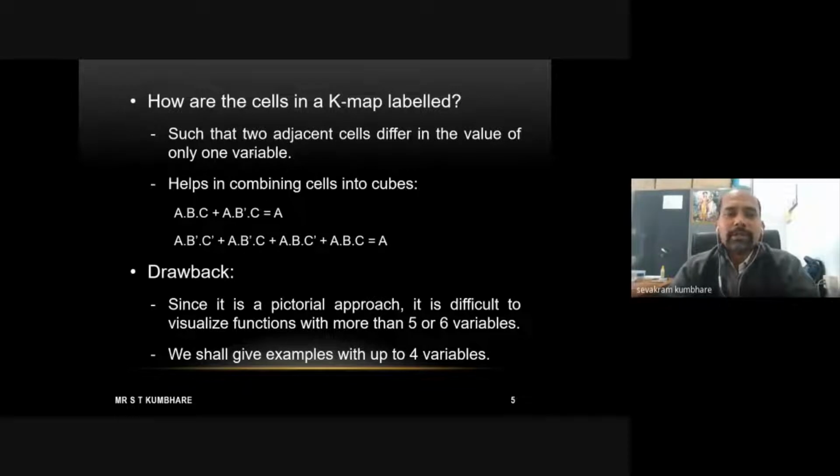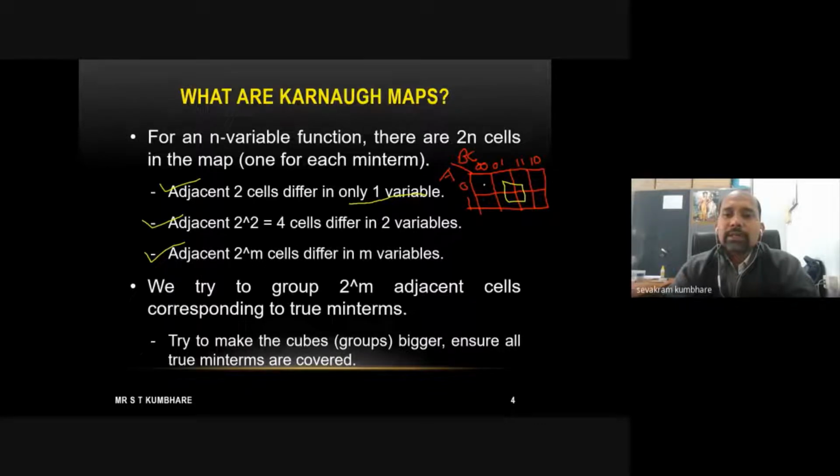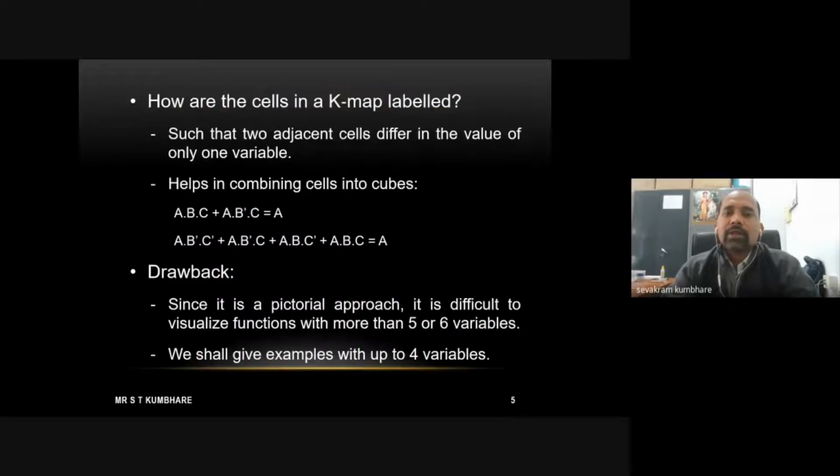We'll complete this theory. So how are the cells in the K-map labeled such that two adjacent cells differ in the value of only one variable? As we have seen previously, in these adjacent cells only one variable will change, so accordingly the cells will be labeled. It helps in combining the cells into cubes. So A B C plus A B bar C is equal to A, because we know B. Let's work this out practically.